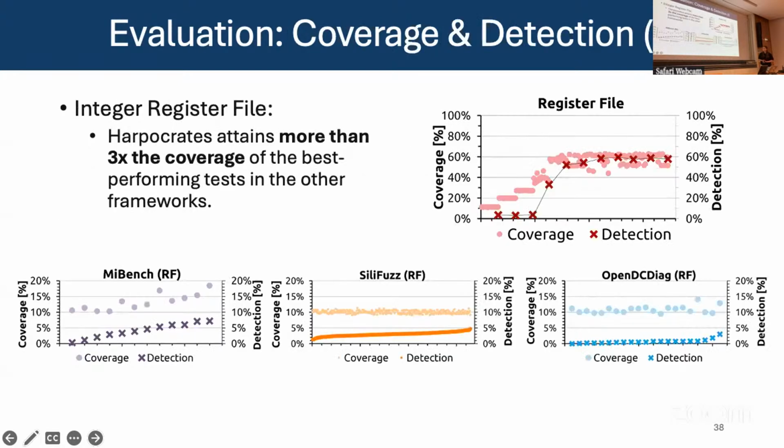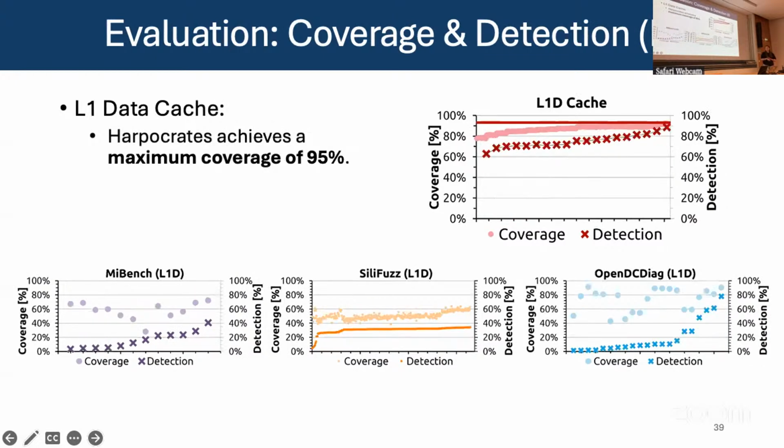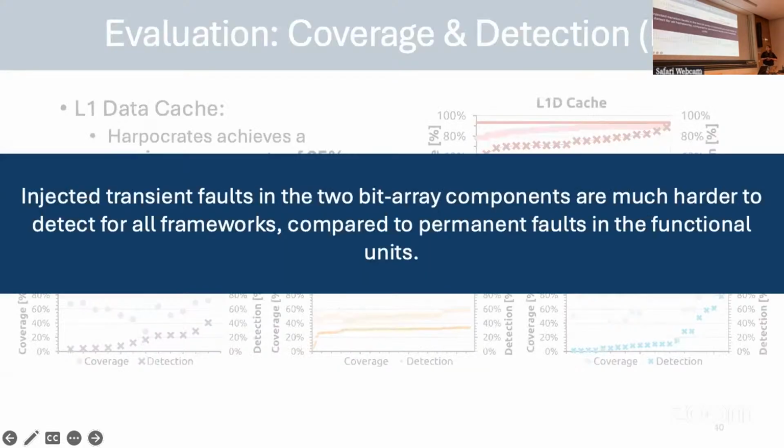And now taking a closer look at coverage and detection, again, we use the previous experimental setup. For the integer register file, Harpocrates attains more than 3 times the coverage compared to other frameworks. For L1 data cache, here we can see that Harpocrates achieves a maximum coverage of 95%. One conclusion is that injected transient faults and 2-bit array components are just much harder to detect for all frameworks compared to permanent faults and functional units.